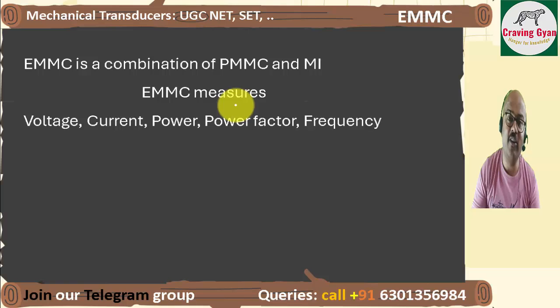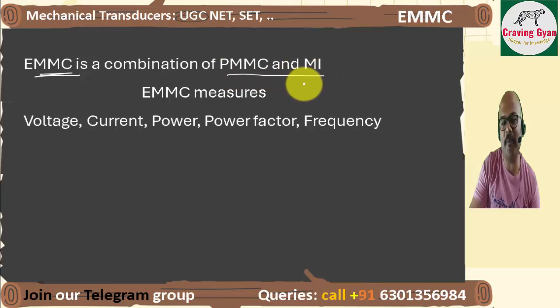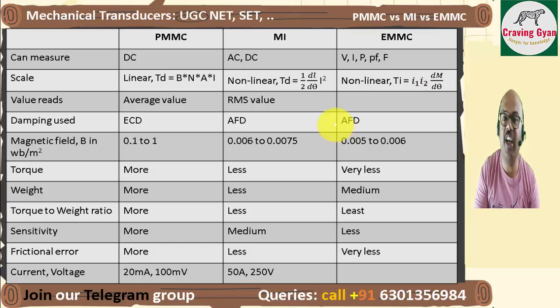So now we have discussed PMMC and MI. Now let us emphasize EMMC. This EMMC is a combination of PMMC and MI. This EMMC can measure voltage and current. Not only these, you can also measure power, power factor, and even frequency. Very, very important. Here you are going to make use of eddy currents.